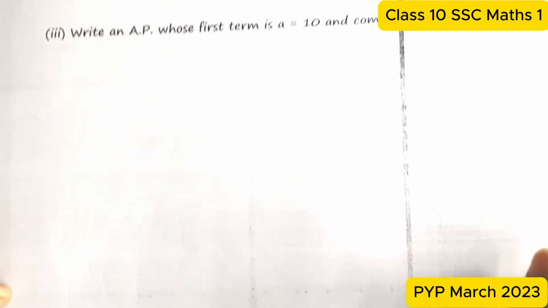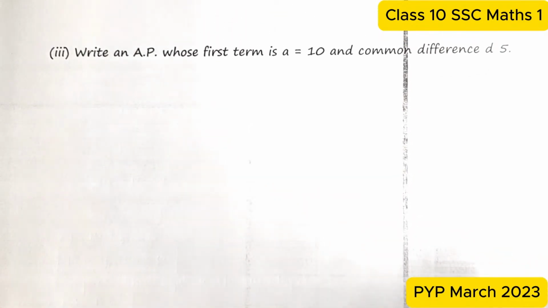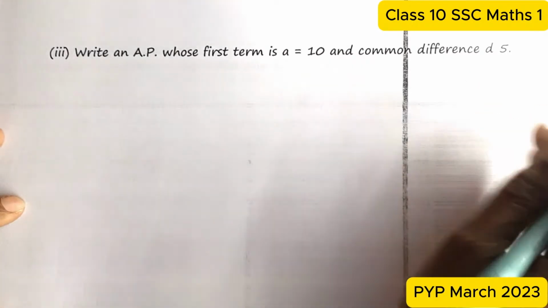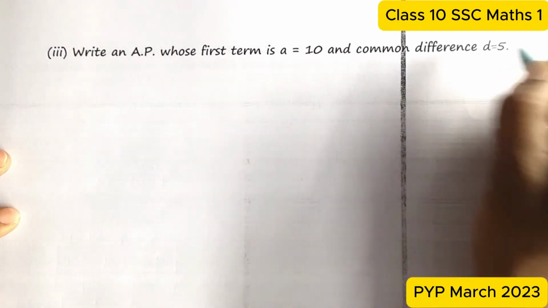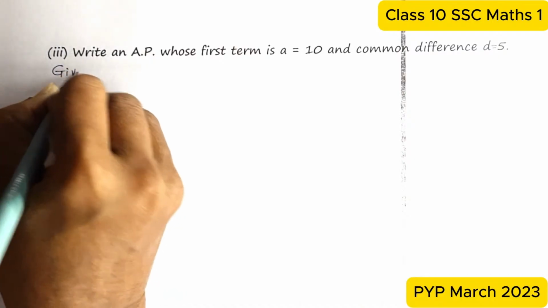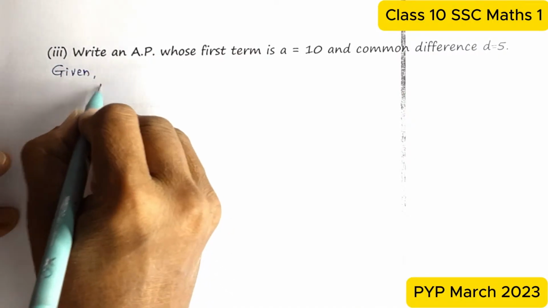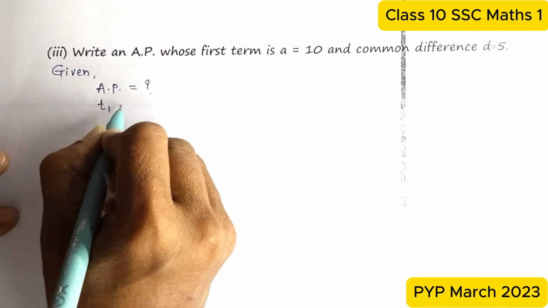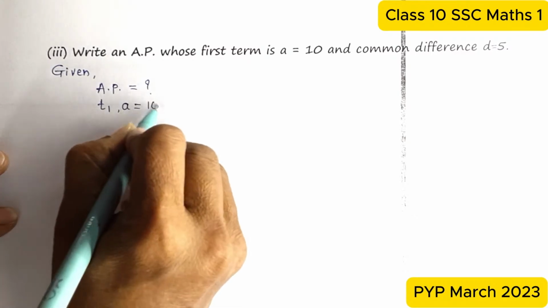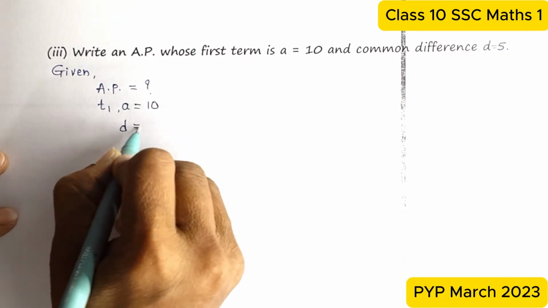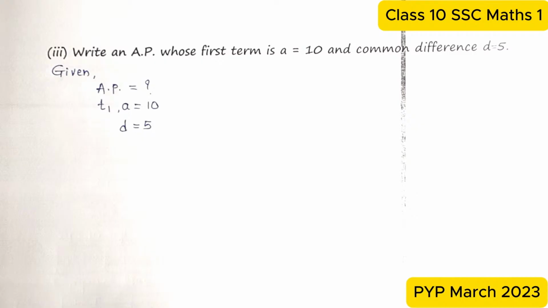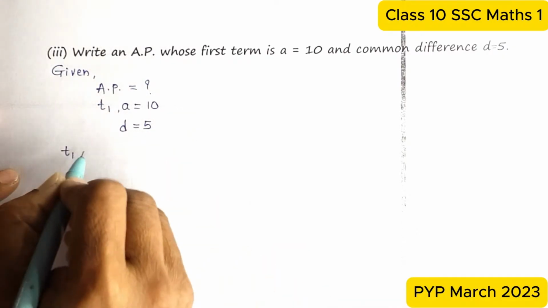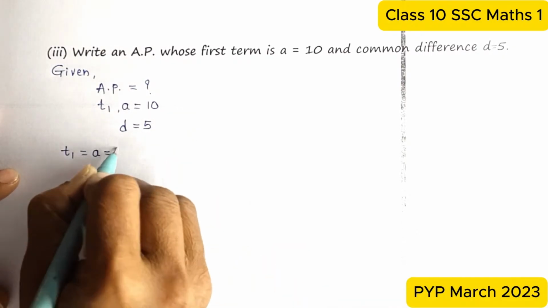Write an AP whose first term a is equal to 10 and common difference d is equal to 5. So now here first we write down the given, that we have to write the AP. So I write here AP is equal to question mark, then first term, that is T1, or we say a, is equal to 10, common difference, that is the d, is equal to 5. Okay students, so now here we have to find out the terms T1, T2, T3, T4. So here students, T1 is equal to a, which is equal to 10.